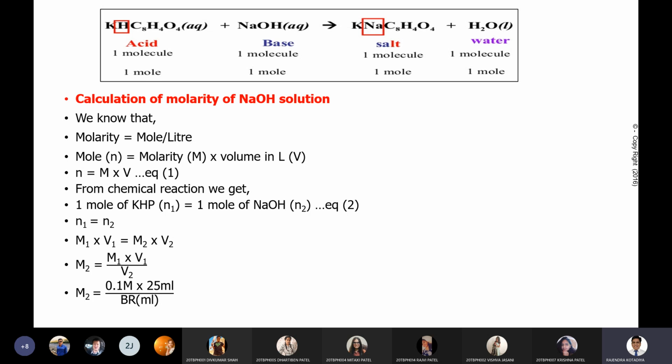Any doubts till this point of time? No, sir. Okay. Right. So this is the actual principle behind the standardization of NaOH.